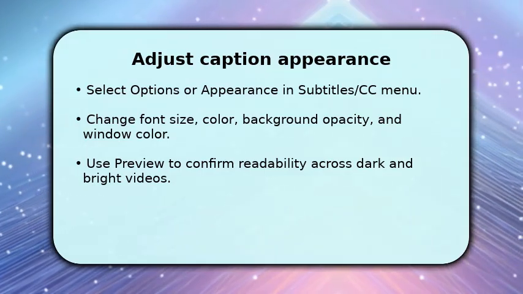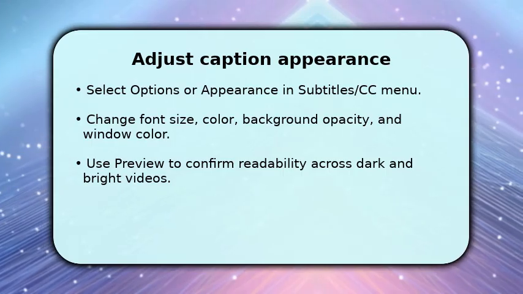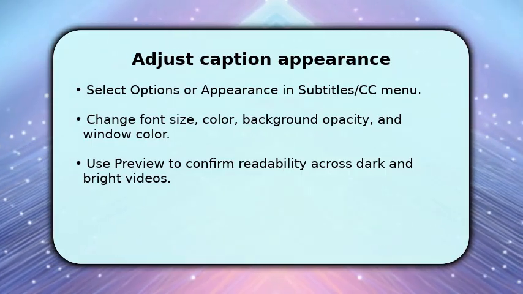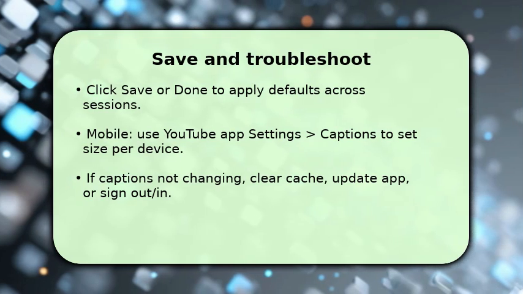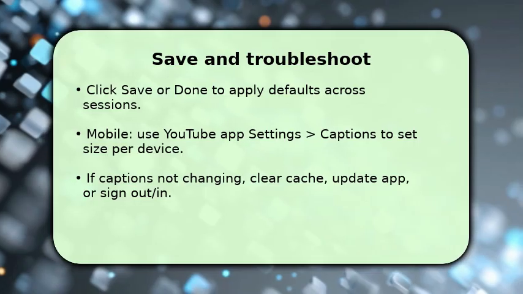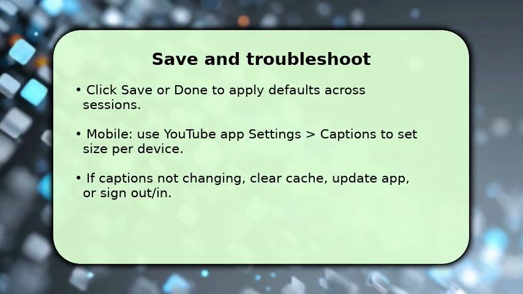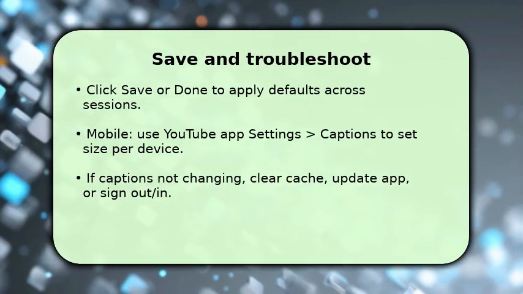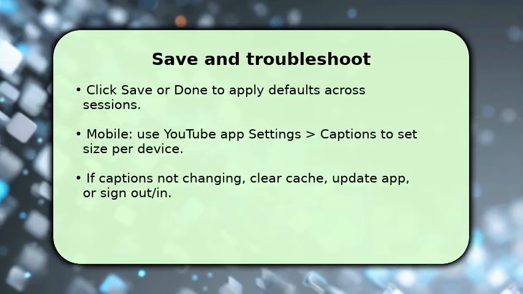Use the live preview to check how captions sit over the video, and tweak until text remains legible without obscuring important visuals. Finally, save your changes by clicking Save or Done so YouTube remembers this preference. On mobile, go to the YouTube app settings captions to set size and style separately. Make sure device accessibility settings aren't overriding app options.